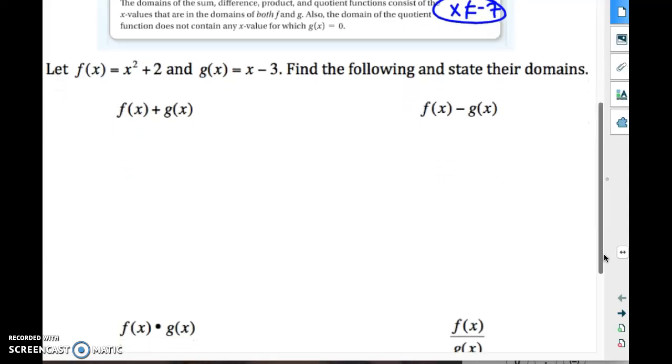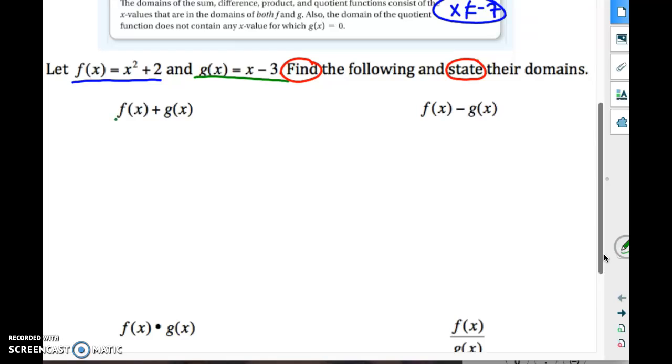They tell us to let f of x be x squared plus 2, so that's f, and let g of x be x minus 3. Our directions, first of all, find the following and then state the domain. Remember, domains are for x's. So let's rewrite this first one.